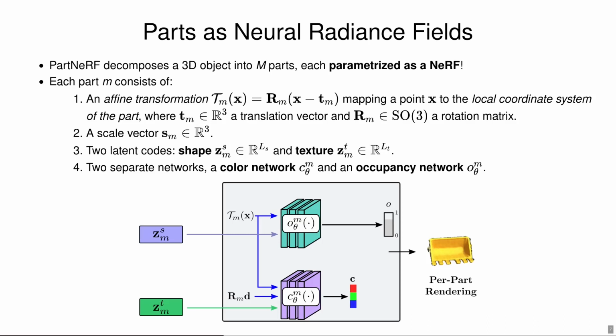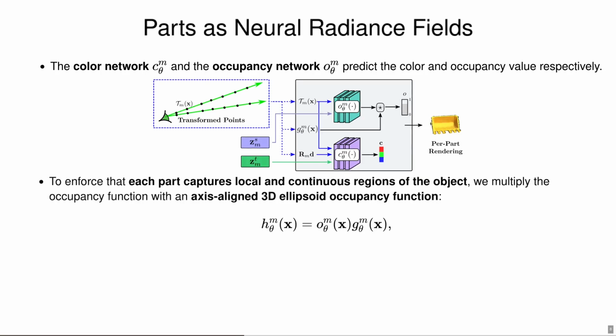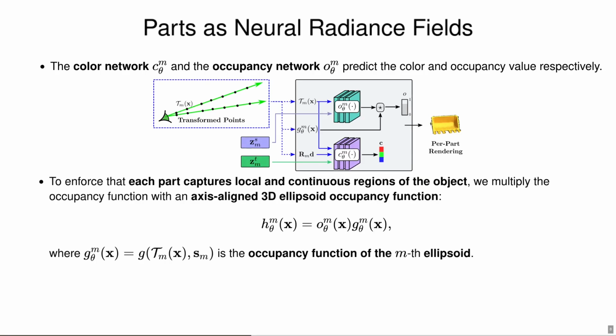We employ two separate networks, a color network and an occupancy network, that are conditioned on the two latent codes and are responsible for extracting the occupancy and color values for each point and individually per part. As we are interested in performing local edits, our parts need to span across local and continuous regions. In order to achieve this, we multiply the predicted occupancy function with an axis-aligned 3D ellipsoid occupancy function.